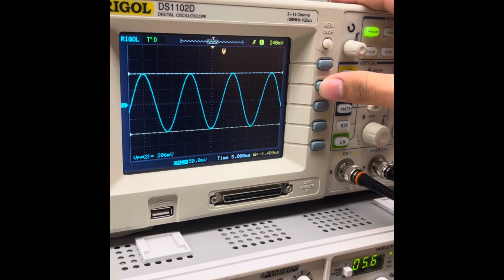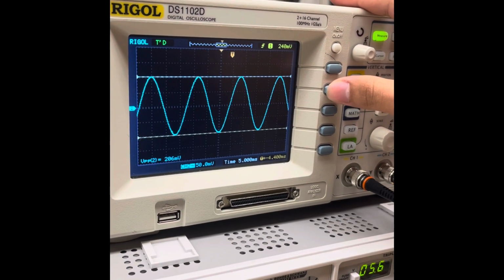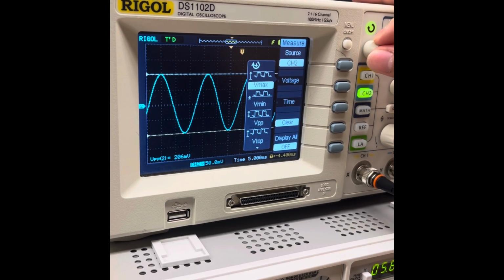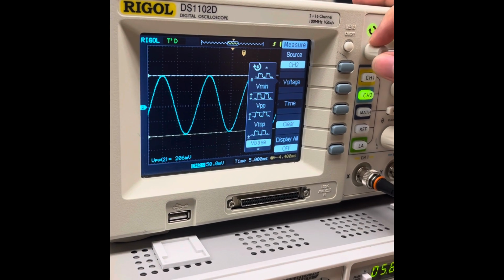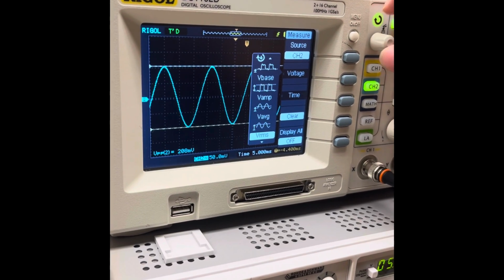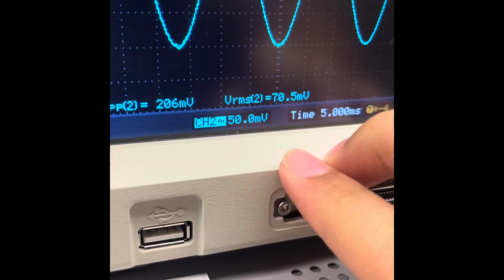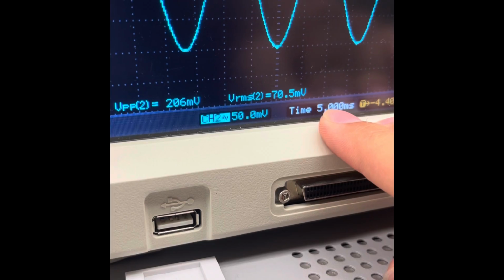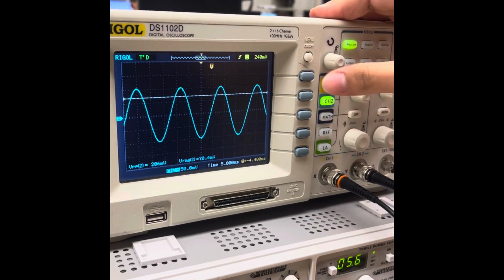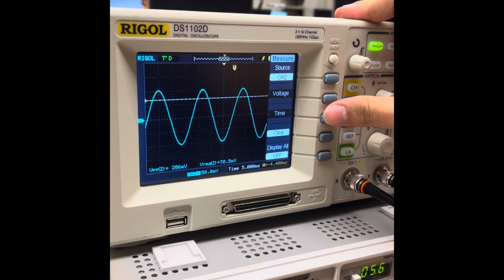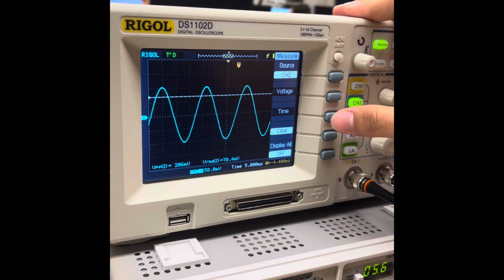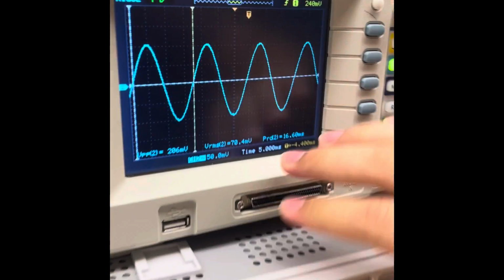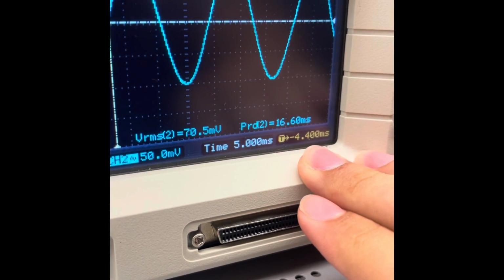So the second measurement is measurement VRMS. Select measurements, voltage, find the VRMS. Select, and now you have the VRMS measurement from the resistor 2 is 70.4 millivolts. The next measurement is the measurement time or period, it's the same. Find the period, select, and then you have the period is 16.60 milliseconds.